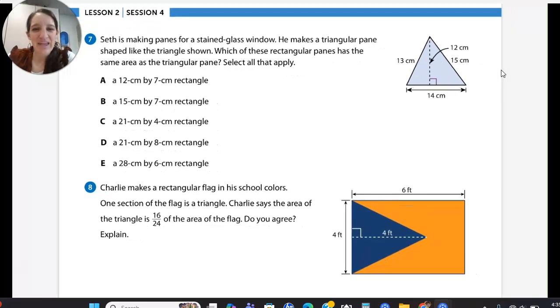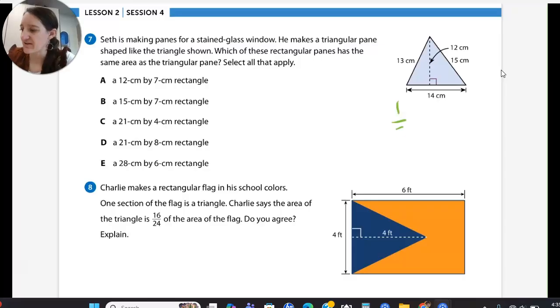Seth is making panes for a stained glass window. He makes a triangular pane shaped like the triangle shown. Which of these rectangular panes has the same area as the triangular pane? Select all that apply. Okay, we got a triangle.